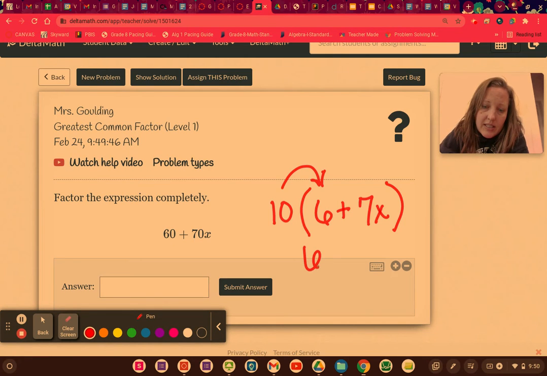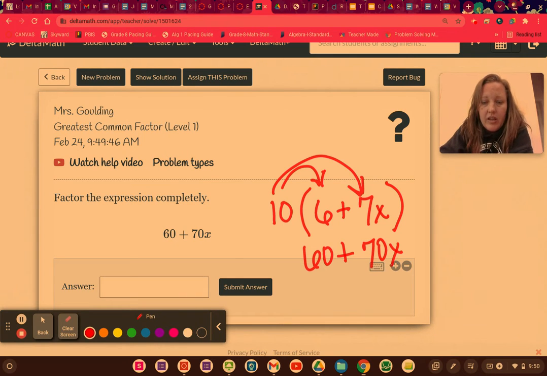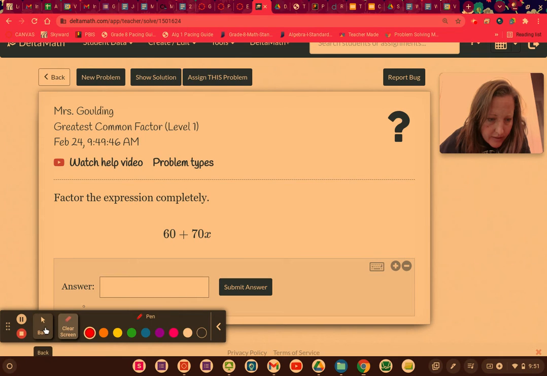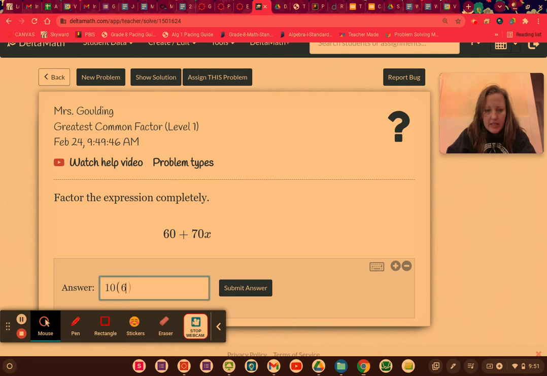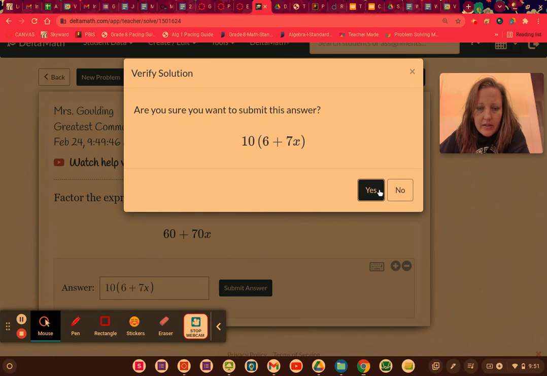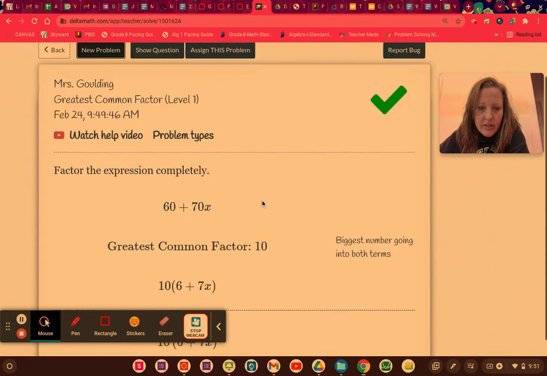Then you check yourself. 10 times 6 is 60, and 10 times 7x is a positive 70x. If it comes back to where you were coming from, then you're good. So let's clear the screen. 10 times the quantity 6 plus 7x is my answer. Good, we're good to go.